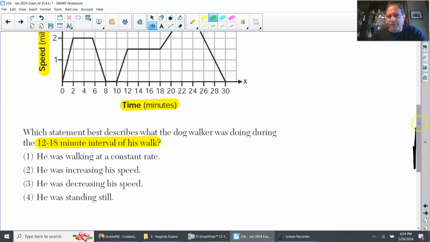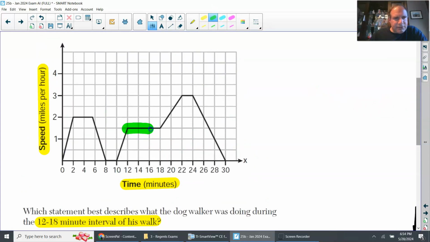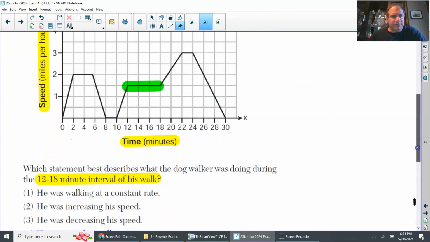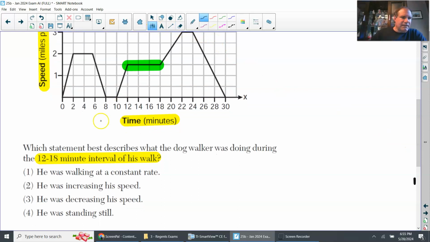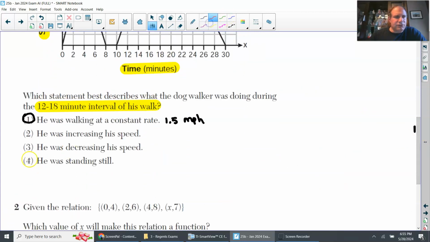So let me just go up to the graph again, and 12 to 18 minutes is right here. Just realize that if you look at this, the y-axis, this speed is a constant speed. Just think of this as like, say, 1 mile an hour. This is 1.5 miles an hour, and from 12 to 18, he's remaining at that 1.5 miles an hour. He was walking at a constant rate, and yes, it's a constant rate. And I'm just going to put down that he was walking at 1.5 miles per hour. He's not increasing his speed. He wasn't decreasing his speed. He wasn't standing still. So all of those are out.